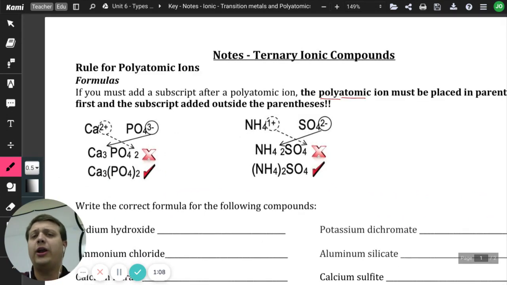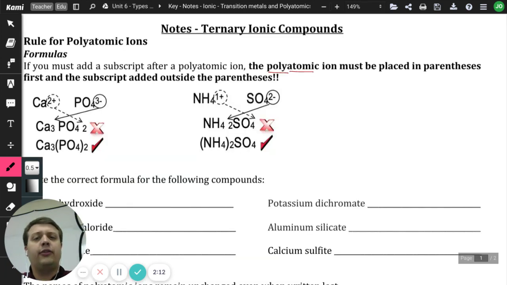Okay, so how do we do that? Well, first off, what is this? This is what we call a ternary ionic compound. Now, ternary means more than two. So we've got binary compounds, which are compounds made of two elements, and we've got ternary compounds, which are compounds made up of three or more elements. Okay? So ternary compounds are going to include some of your polyatomic ions. So let's actually look at how we do this.